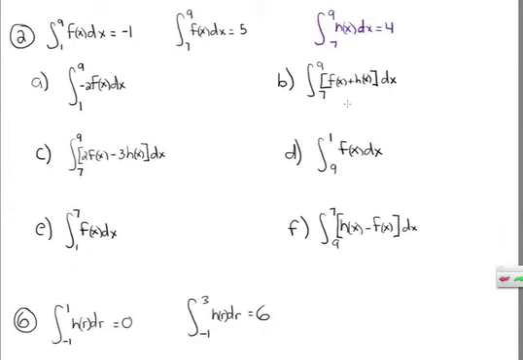Okay, so question 2 is essentially the same idea, using the same rules. So let's just do this one more or less in our head. The negative 2 comes out. The integral from 1 to 9 of f of x is negative 1. So the integral is negative 1 multiplied by negative 2 makes 2. Part B says let's go from 7 to 9 of f of x and 7 to 9 of h of x, and we'll add them. So that's going to be 5 plus 4. So that's 9.